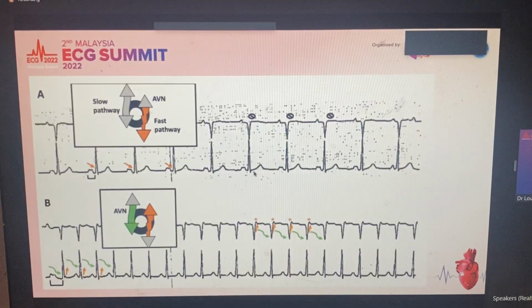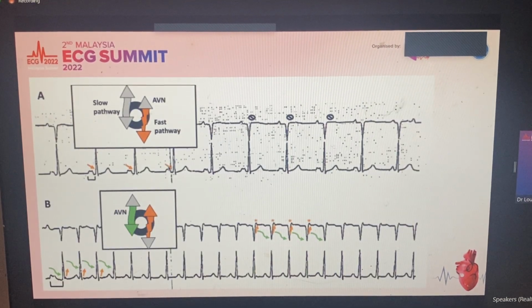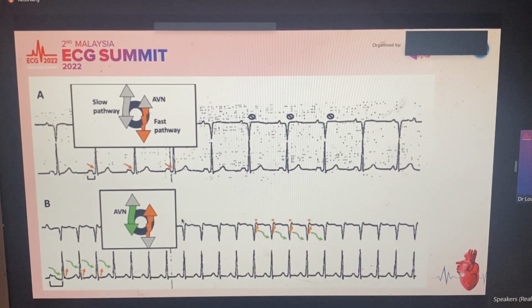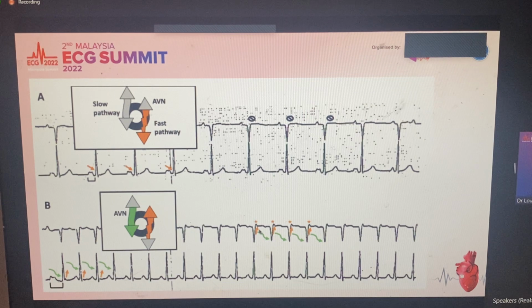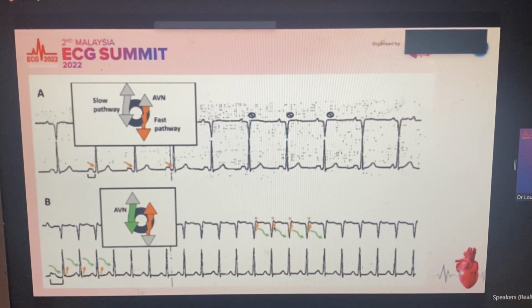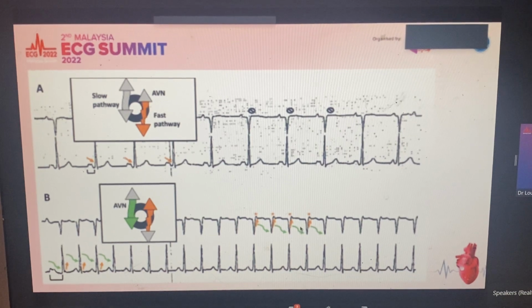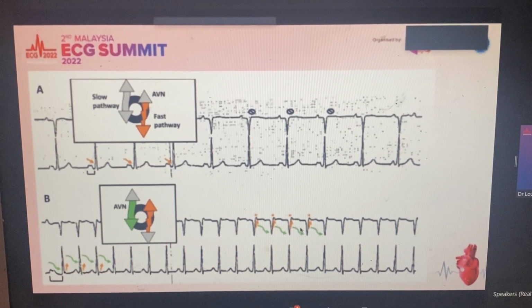So this is another example. In sinus rhythm, it utilizes the fast pathway going down for normal conduction, and in tachycardia, it uses the slow pathway to go down and the fast pathway to go up, causing a pseudo R here. So this is exactly what happened in our initial ECG. So I hope all of you get this concept right.